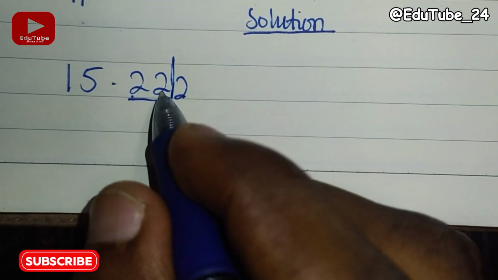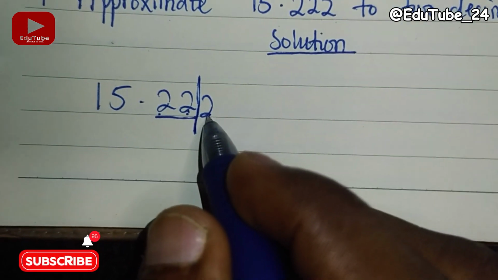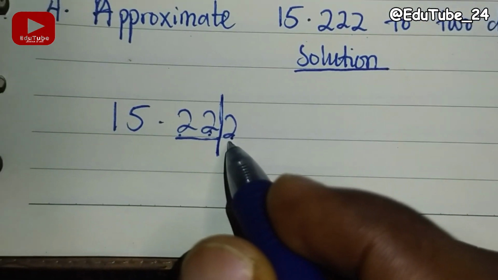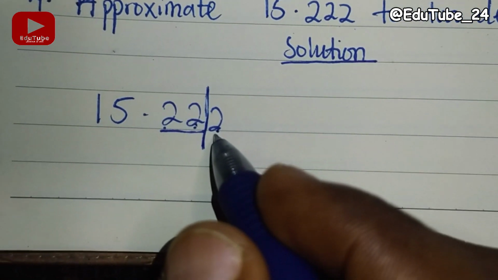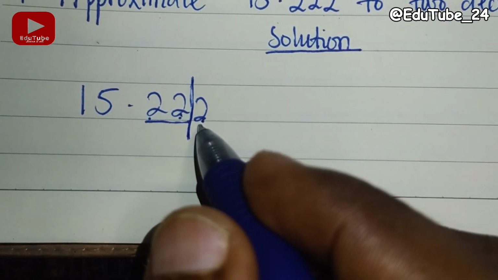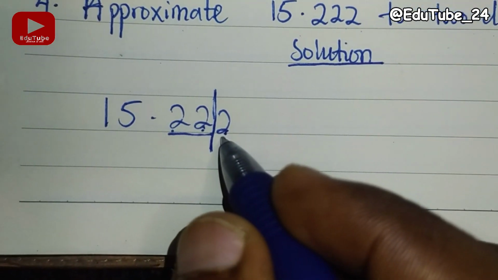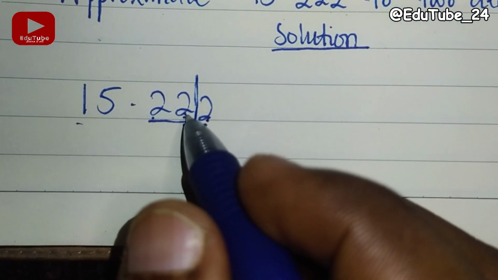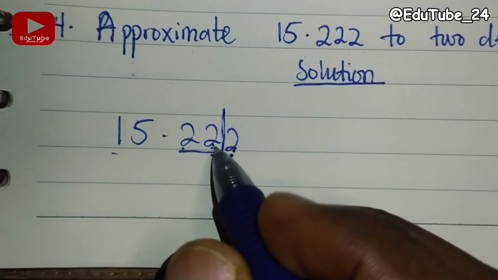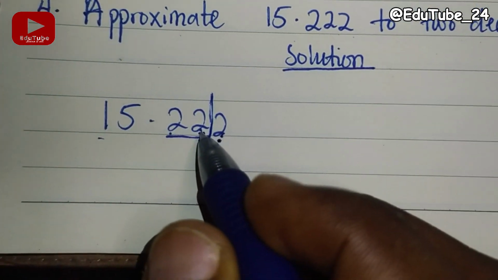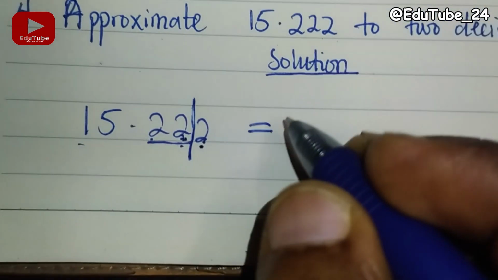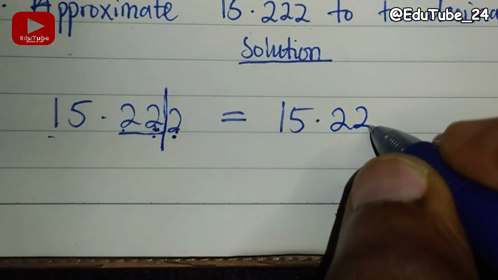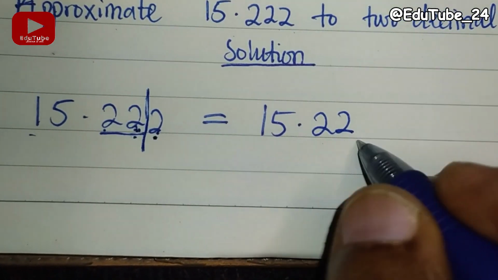So the nearest number to the 2 decimal place value is this 2. So I'm going to consider whether this 2 is between 0 to 4, according to the fundamental principle of approximation, or between 5 to 9. Certainly it is between 0 to 4. That means it's giving out nothing. So I'll write all the numbers that come before the 2 decimal place value, including the 2 itself. So my answer will be 15.22 to 2 decimal place value.